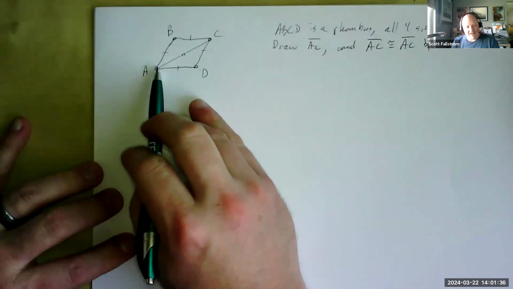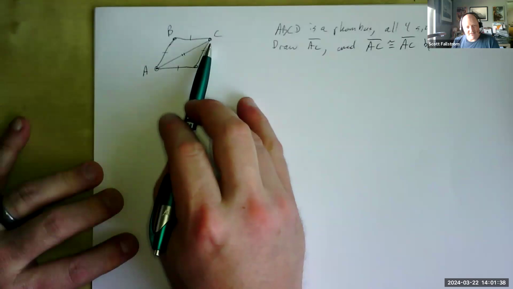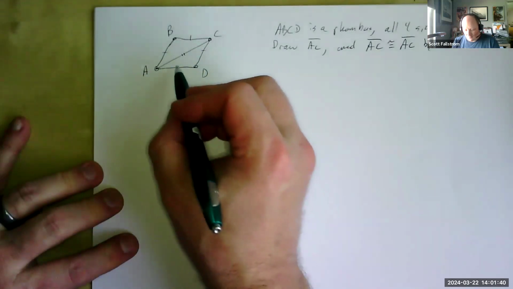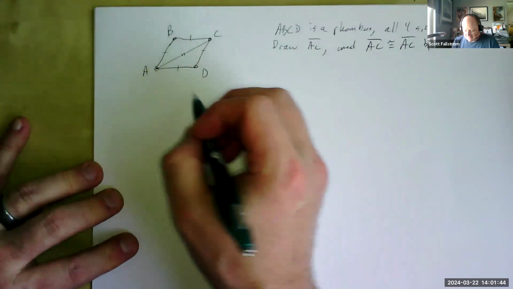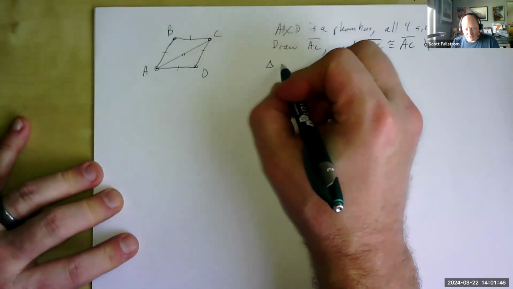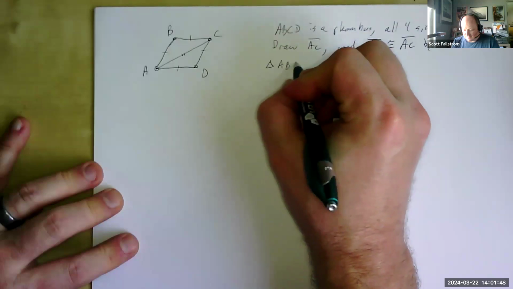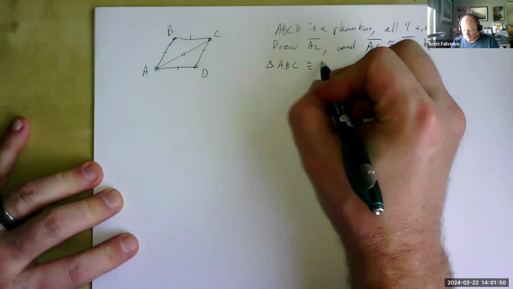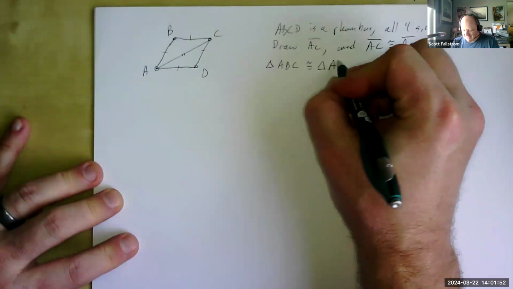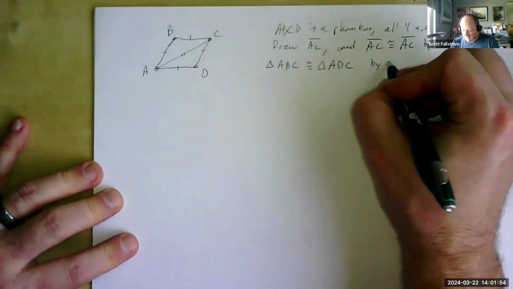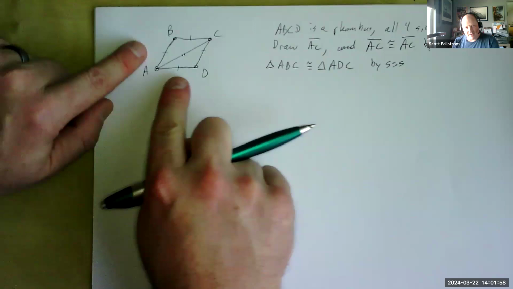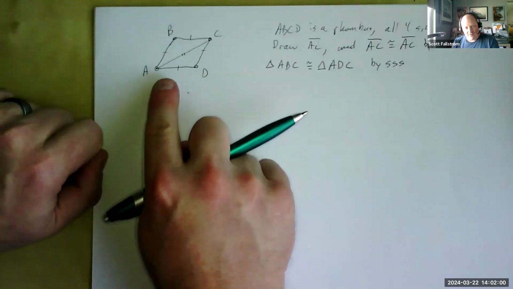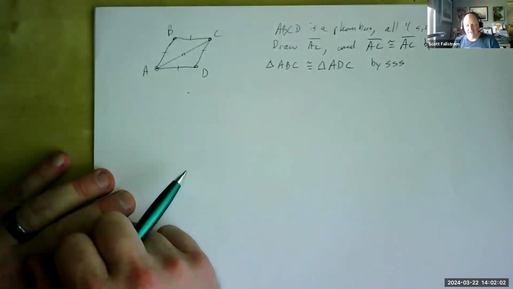Now, last time I did ABC with CDA, and that's because I wanted parallel lines. But because of the side property, I could actually show that triangle ABC is congruent to triangle ADC by side. Starting at A, going out to D, then going up to C for both of them, because the sides are indeed congruent.